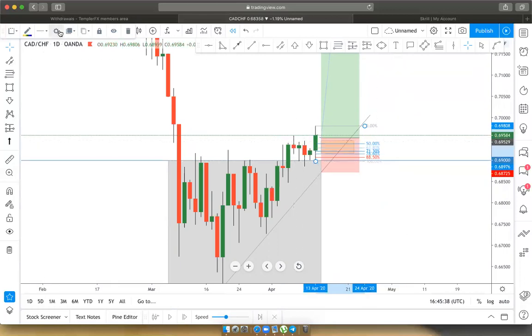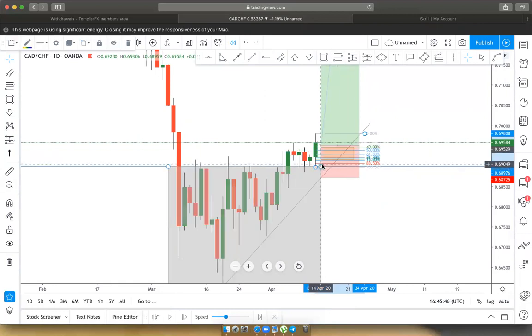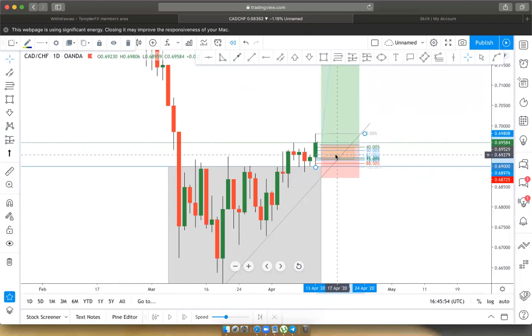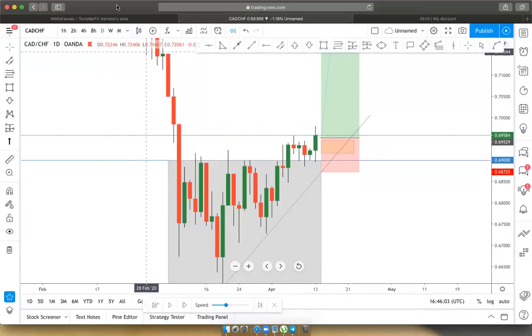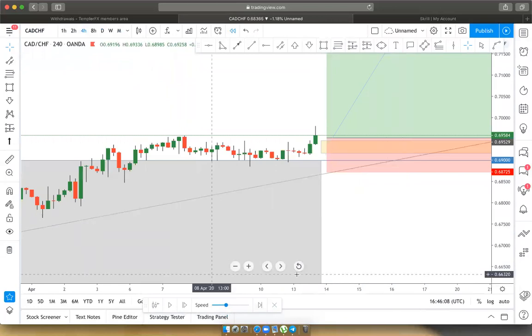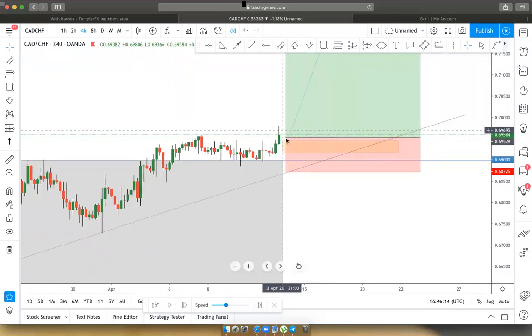Then we measure the 40% to 75%, which is shown here on this yellow rectangle, as I showed here. So what I did is just come all the way to the lower time frame, which is the 4 hour. We were waiting for the price to come retest this level so I could call the trade.